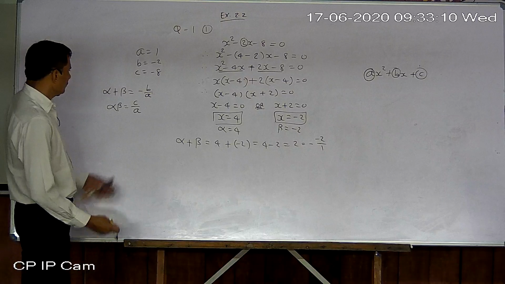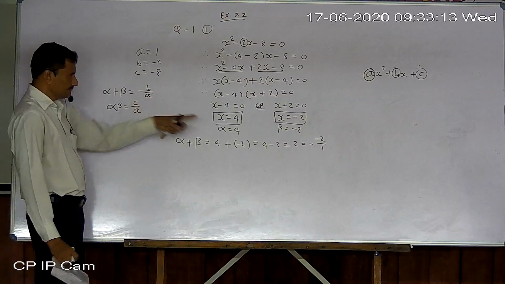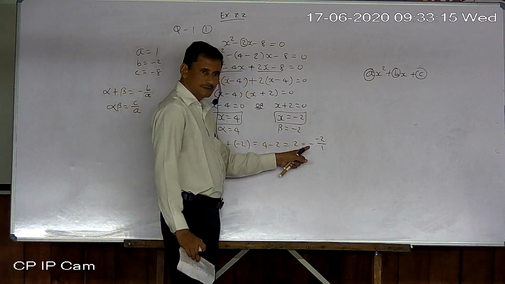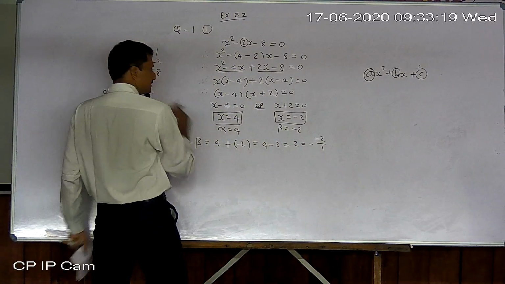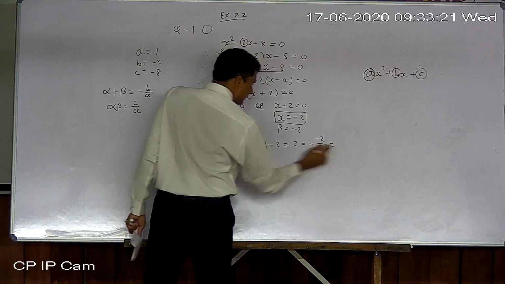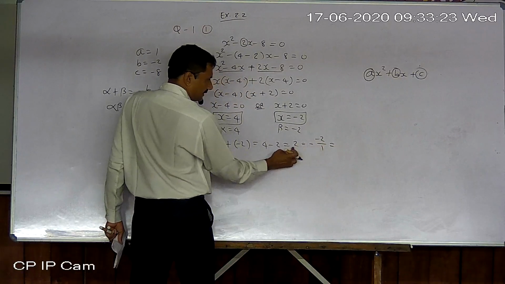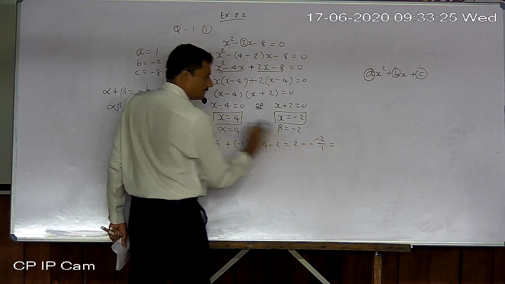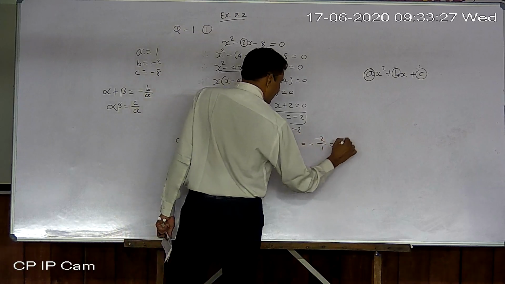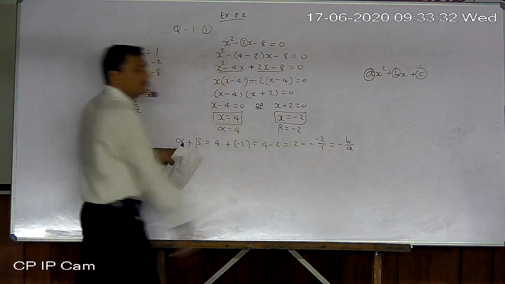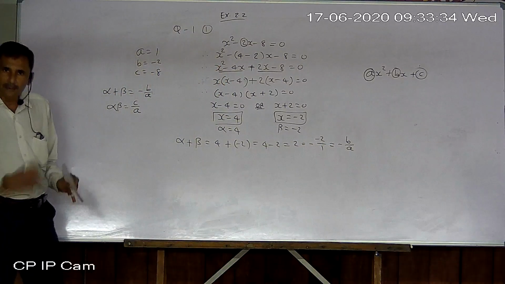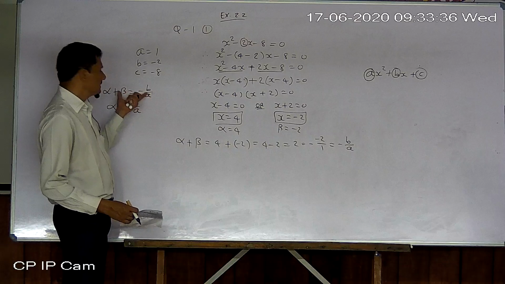Okay, so now look here. Minus b by a. This minus is an extra sign. B's value is itself minus, and a's value is 1. So obviously this equals this. Minus minus plus 2 upon 1, 2. So we came across this result: alpha plus beta equal to minus b by a. Now onward you will remember this result.